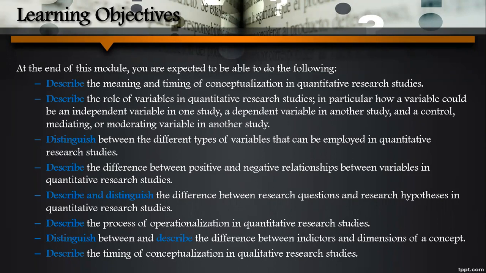Distinguish between the different types of variables that can be employed in quantitative research studies. Describe the difference between positive and negative relationships between variables in quantitative research studies. Describe and distinguish the difference between research questions and research hypotheses in quantitative research studies. Describe the process of operationalization in quantitative research studies. Distinguish between and describe the difference between indicators and dimensions of a concept. And finally, describe the timing of conceptualization in qualitative research studies.